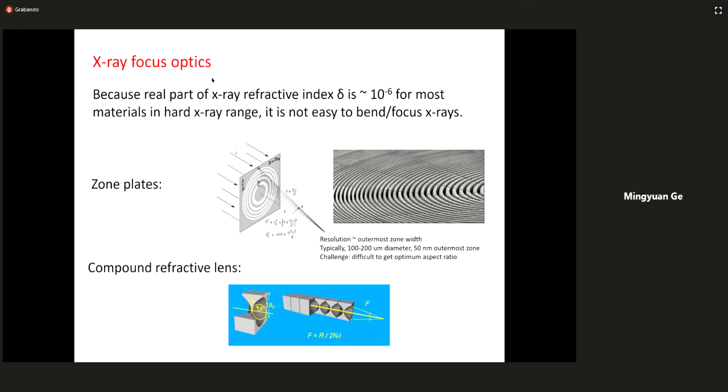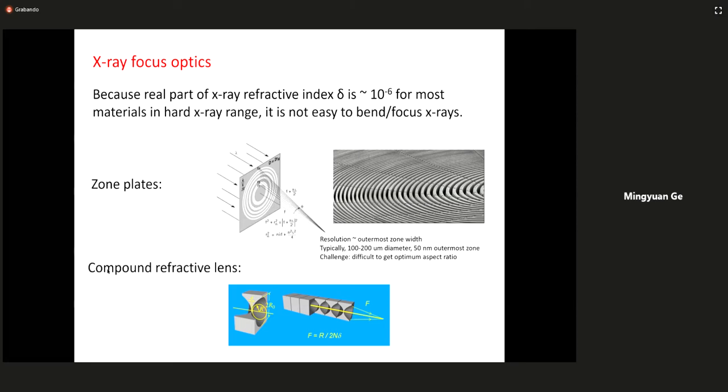So instead of directly bending the X-rays, we make use of the phase. We make some of the waves interfere constructively, and at some locations the phase interferes destructively. That's why we get some focused light. The very famous and well used optic is called a zone plate. It's alternating rings of different materials. This kind of structure creates constructive interference in the bright part, and the destructive part is blocked by the other material, so we can get a focused light.